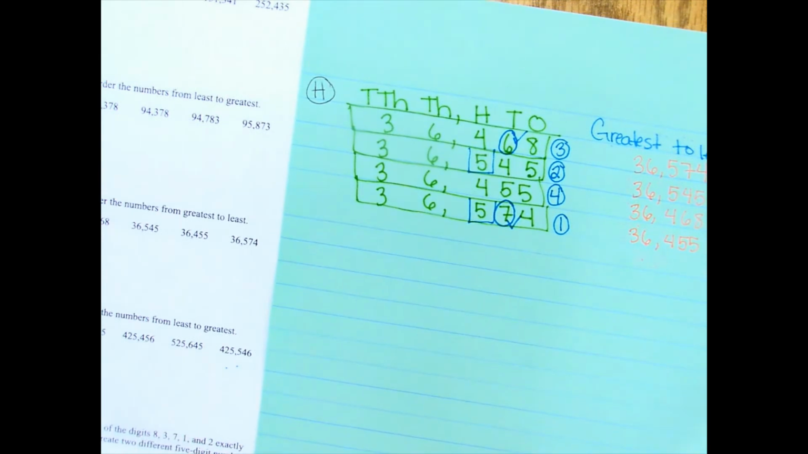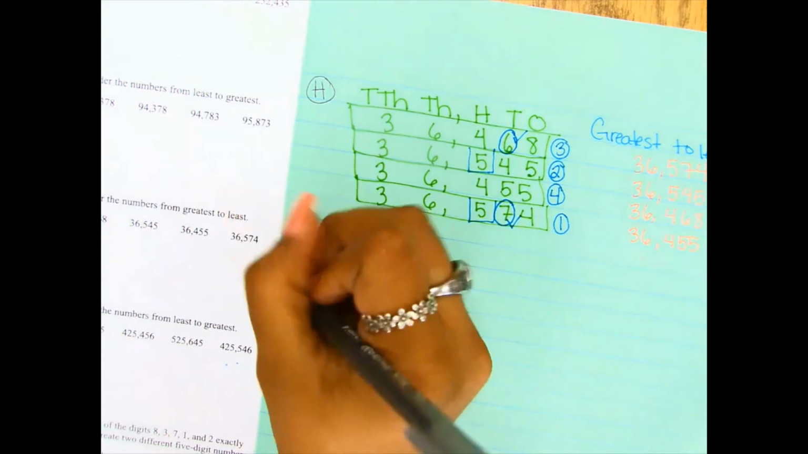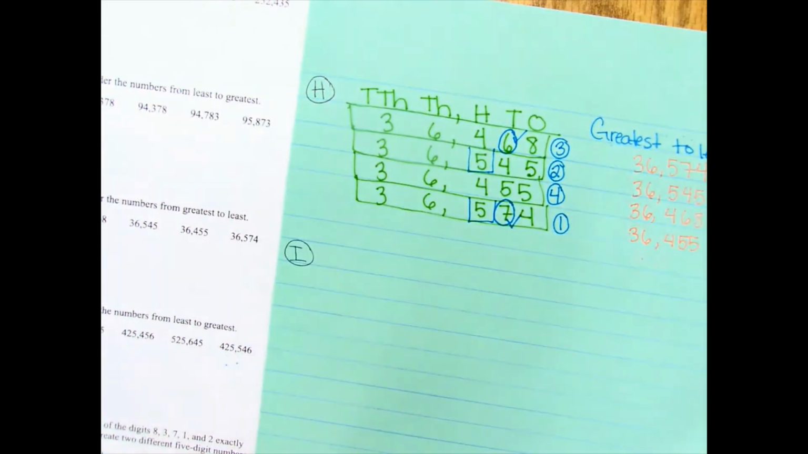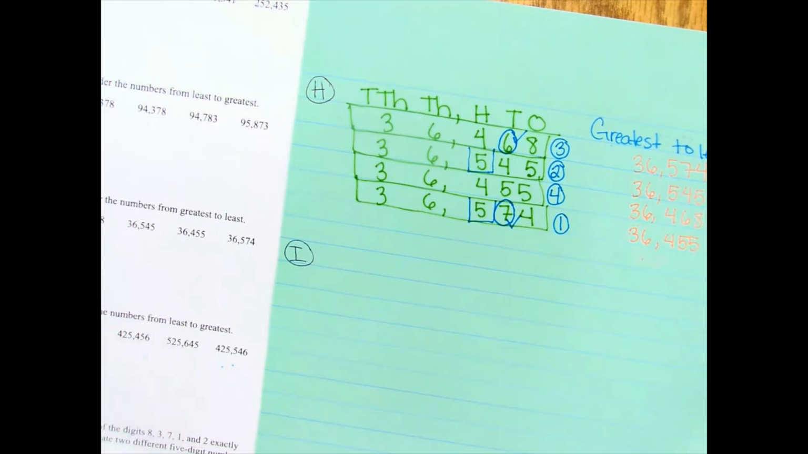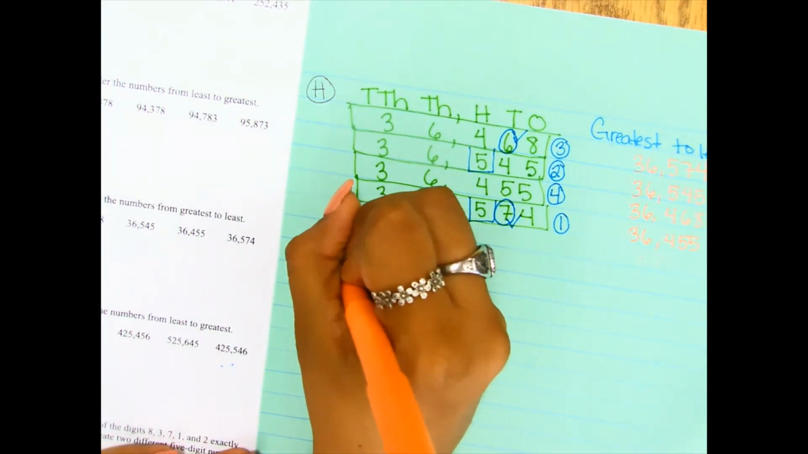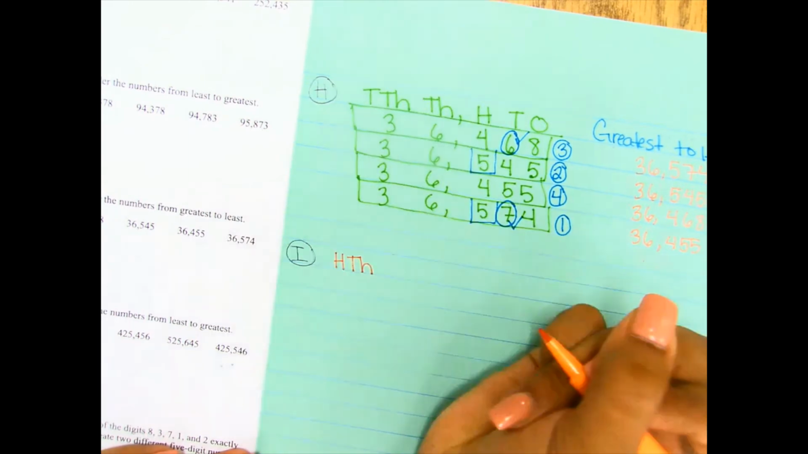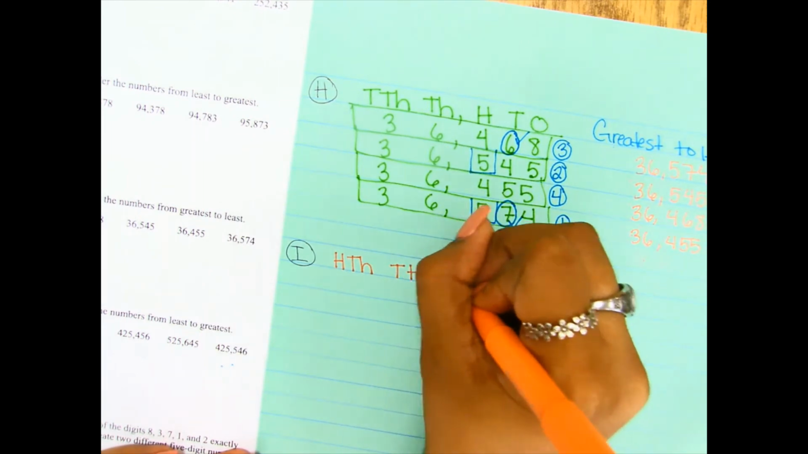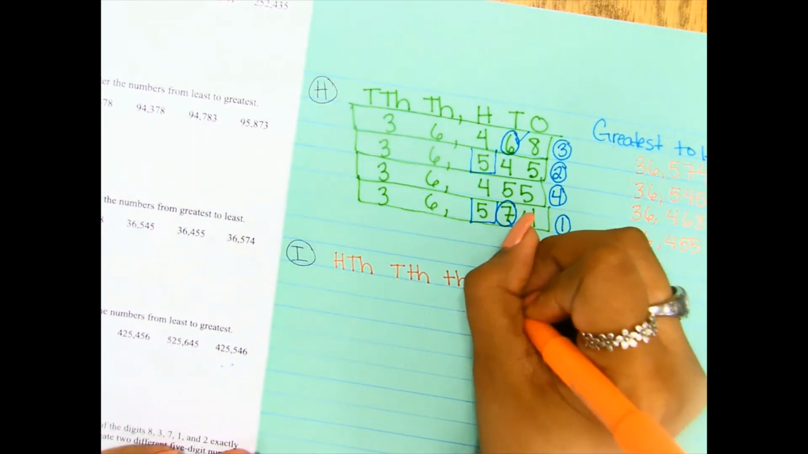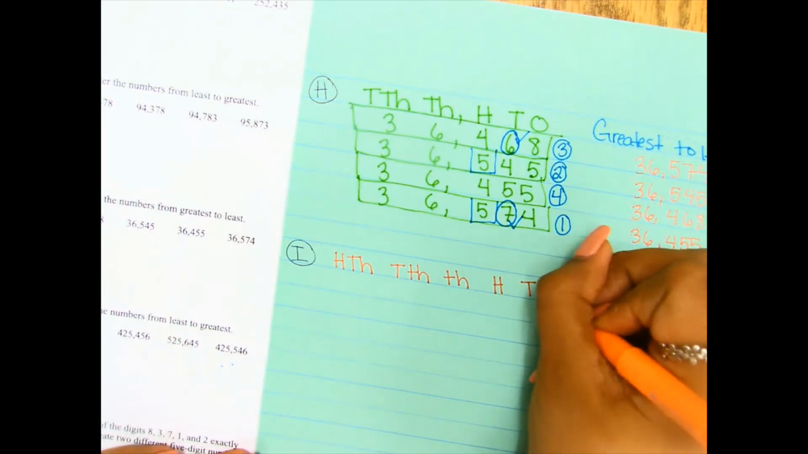Now, let's do this one more time with my letter I. This is my letter I. My first step is to look at the place values. They are all in the hundred thousands. So again, I'm going to write my place value chart with my 100,000s place, my 10,000s, my thousands, my hundreds, my tens, and my ones.